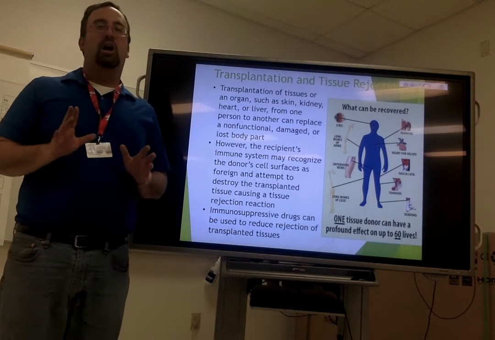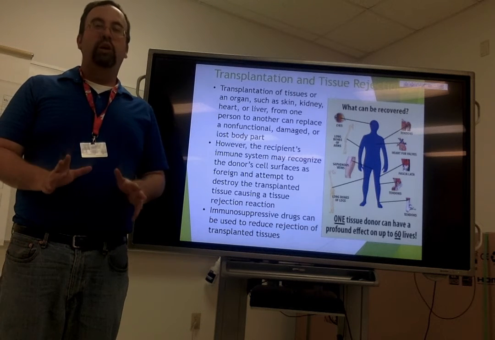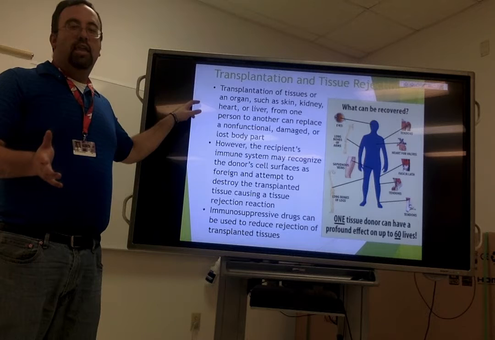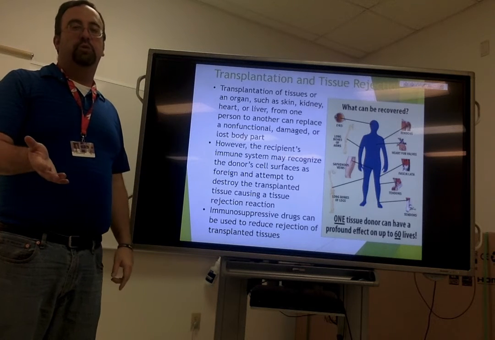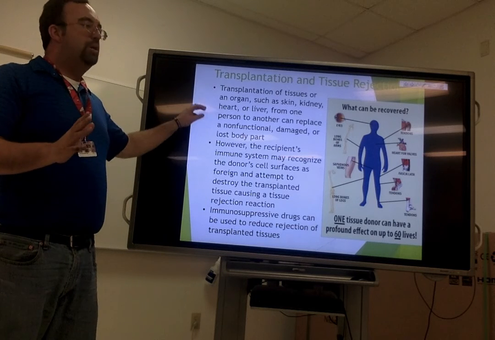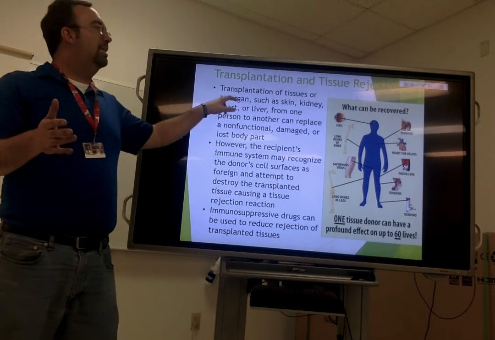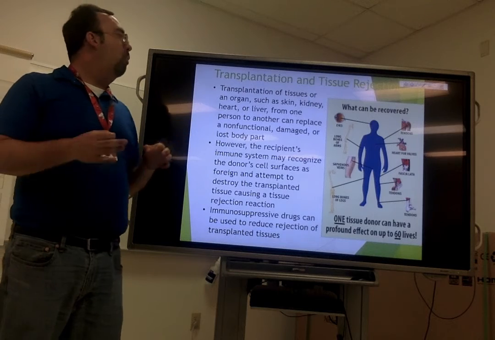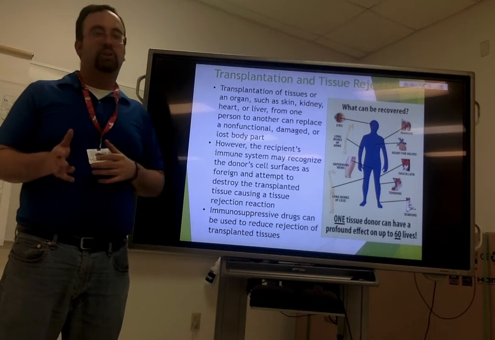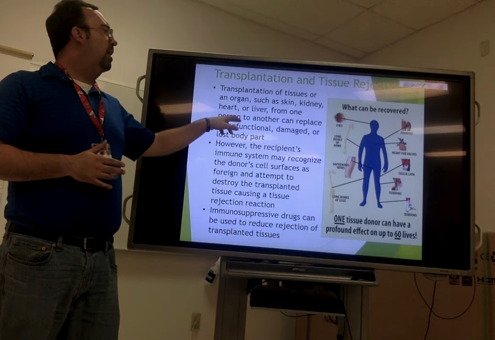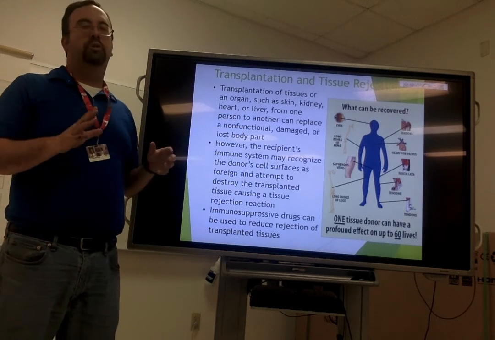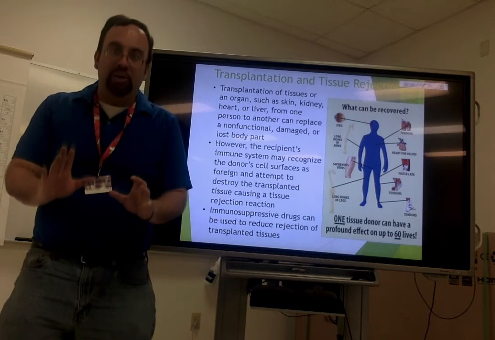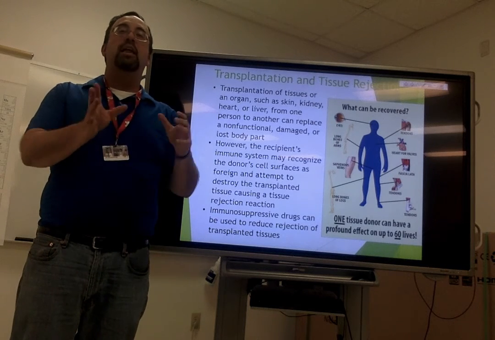All right. I finally want to talk lastly about organ transplantation and tissue rejection. In the event of a war, or if a person has had an issue with a particular organ, you can, for example, transplant a kidney from one person into another. We've had heart transplants, we've had liver transplants. One person can receive from another person an organ that can be used to replace a non-functional, damaged, or lost body part. But remember, this is going to be an organ that's outside of the natural person's body.